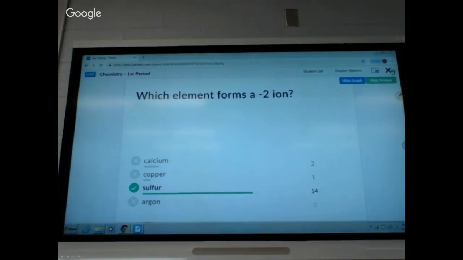Calcium forms what? Calcium forms what kind of ion? Positive 2 because it's in group 2. And copper is a transition element, so it does what? It varies. Okay?